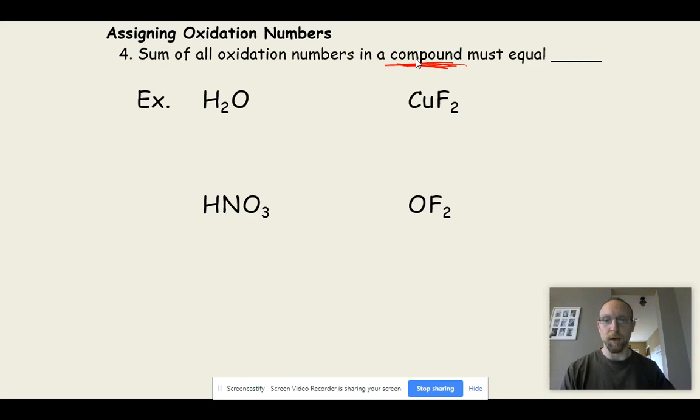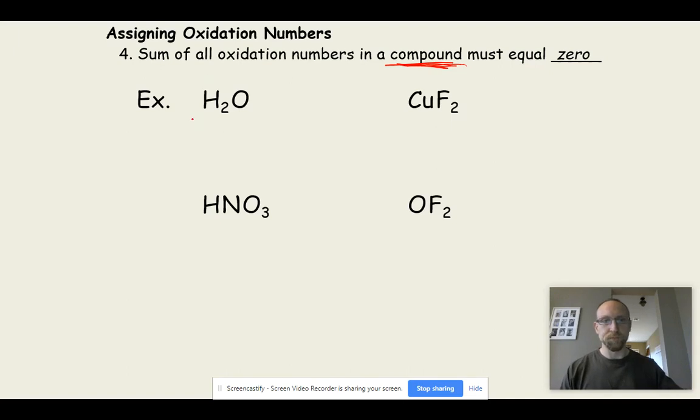So take a look at your periodic table, think about your rules. What are you missing? What do these all have to add up to? They all have to add up to 0. And again, that makes sense because compounds are always neutral. So the sum of all the oxidation states should add up to 0. So the sum of all oxidation numbers in a compound must equal 0. What do I mean by that?